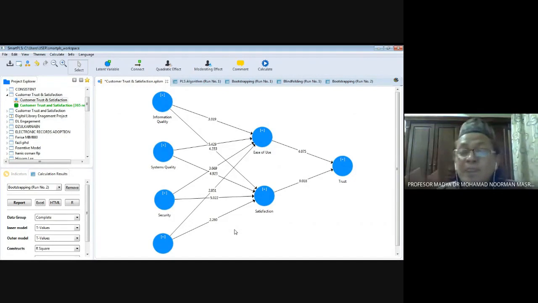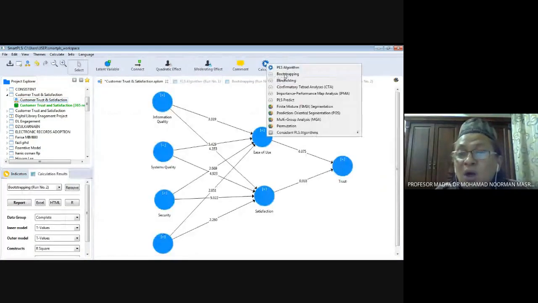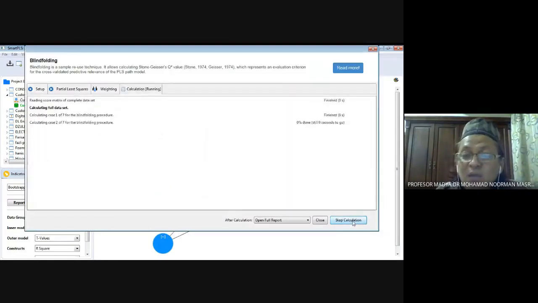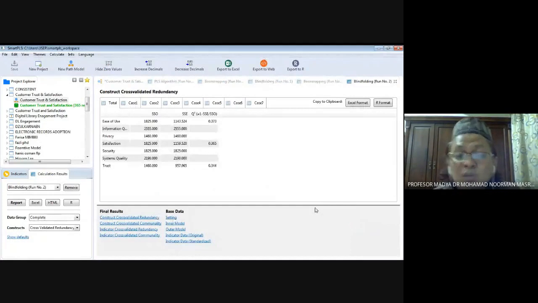Okay, so next one, you have to look at the predictive power of the IV against the DV. So how do you do that? You look at the PLS algorithm, look at R square. The R square for the DV must be above 0.3. Another thing, you have to run the blindfolding. You click on calculate, click on blindfolding, and then you run. Then you will get the output. Make sure all the values should not be 0. Basically, should be above 0. As you can see here, above 0, so no issue. So Q square and R square both are about predictive power. How good are the IV in predicting the DV?